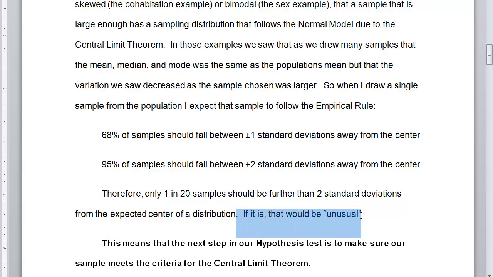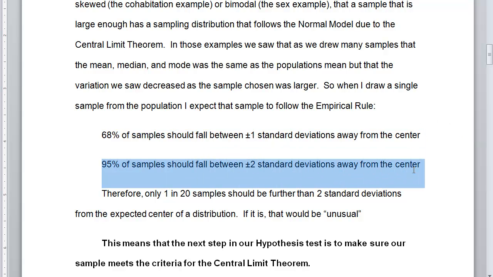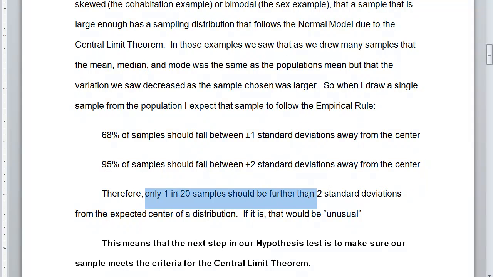So if I draw a sample, I am 68% sure it's going to fall within 1 standard deviation away from the center, and I'm 95% sure that it's going to fall within 2 standard deviations away from the center, and only 1 in 20 would be further away than that. And so that is not what I would expect, and so that would be unusual. Okay?